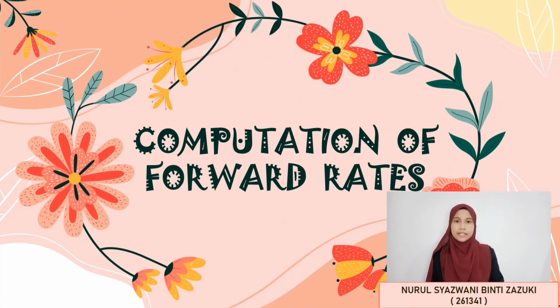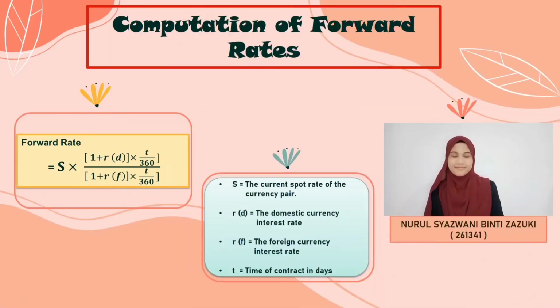Okay, the next part is computations of forward rates. As we can see, this is the formula that we use to calculate the forward rate. S refers to the current spot rate of the currency pair, RD refers to the domestic currency interest rate, RF refers to the foreign currency interest rate, and the last is T, which refers to the time of the contract in days.